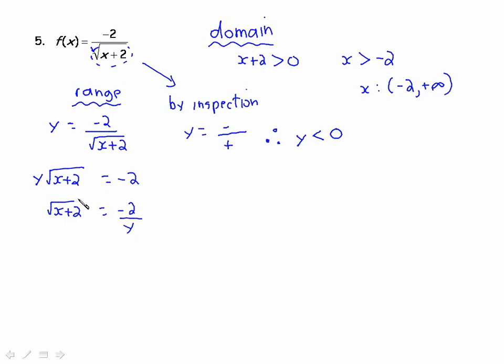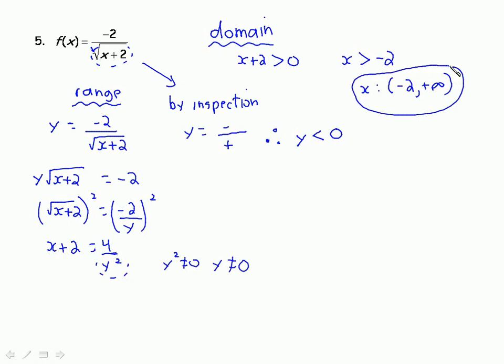But even if you did take the time to square both sides and solve, we'll get x plus 2 is equal to 4 over y squared. And I'm going to stop there and just pay attention to the denominator, which is that y squared cannot be equal to 0, so y cannot be equal to 0. Well, we already know that based on what we saw before. That doesn't give us anything new. Y is less than 0, cannot be equal to 0. So the range could therefore be written like this, open interval.